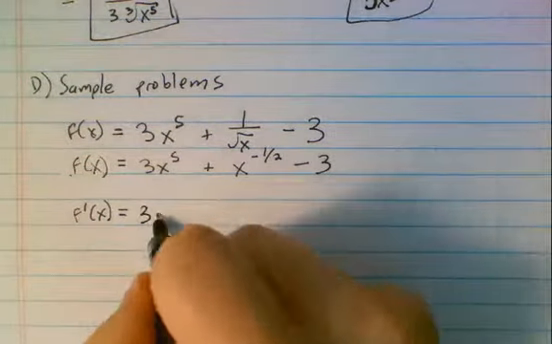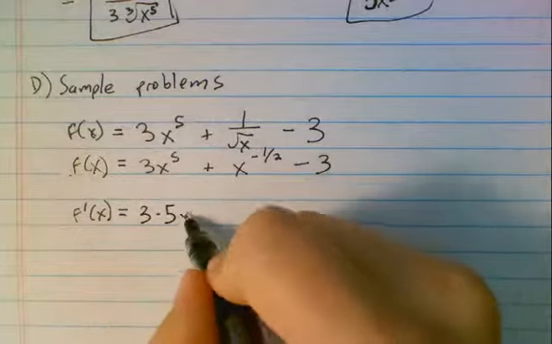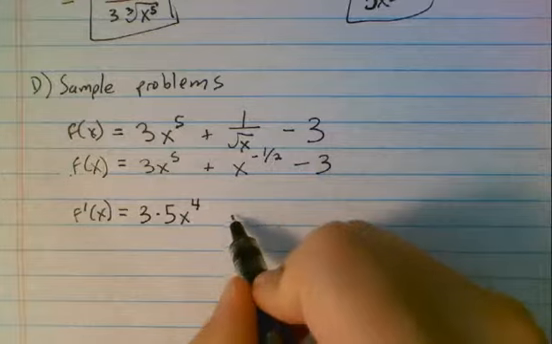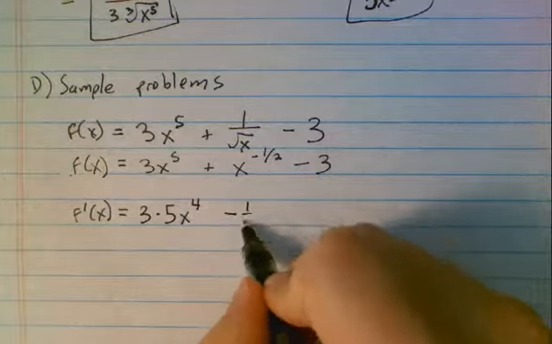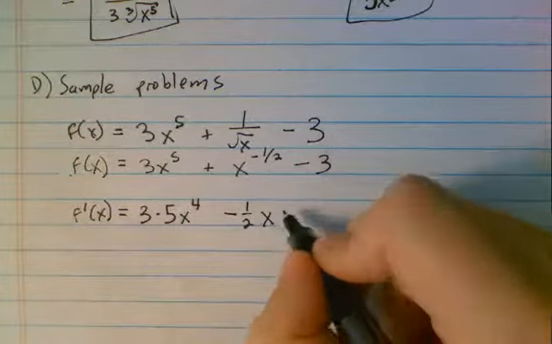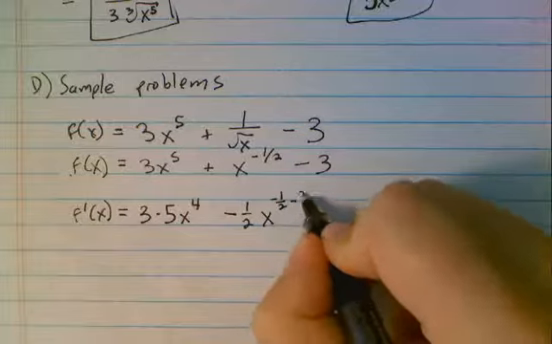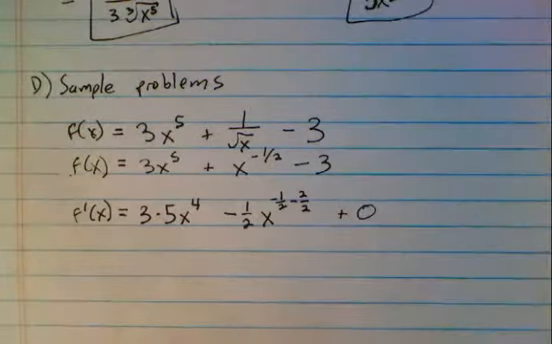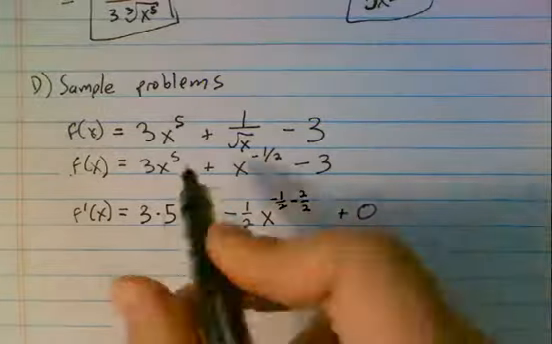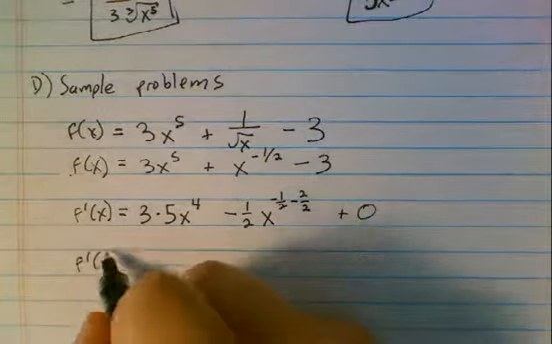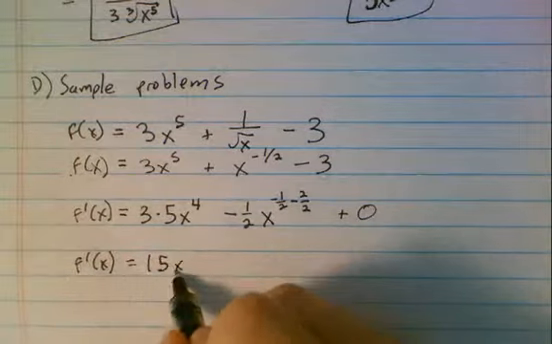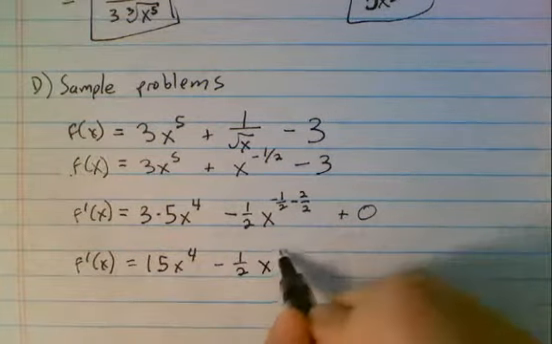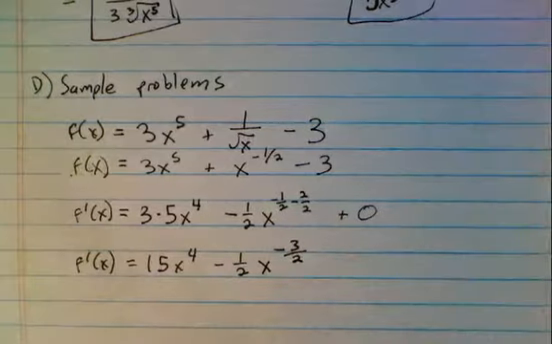So this 3 is along for the ride. We bring the 5 down, subtract 1 from the exponent. Here, same thing. We bring the exponent down, subtract 1 from the exponent. Then here the derivative of any constant number is just 0. Now we're going to have a little bit of simplification in this step. 15x to the 4th minus 1/2. When we do this subtraction, this is x to the negative 3/2.